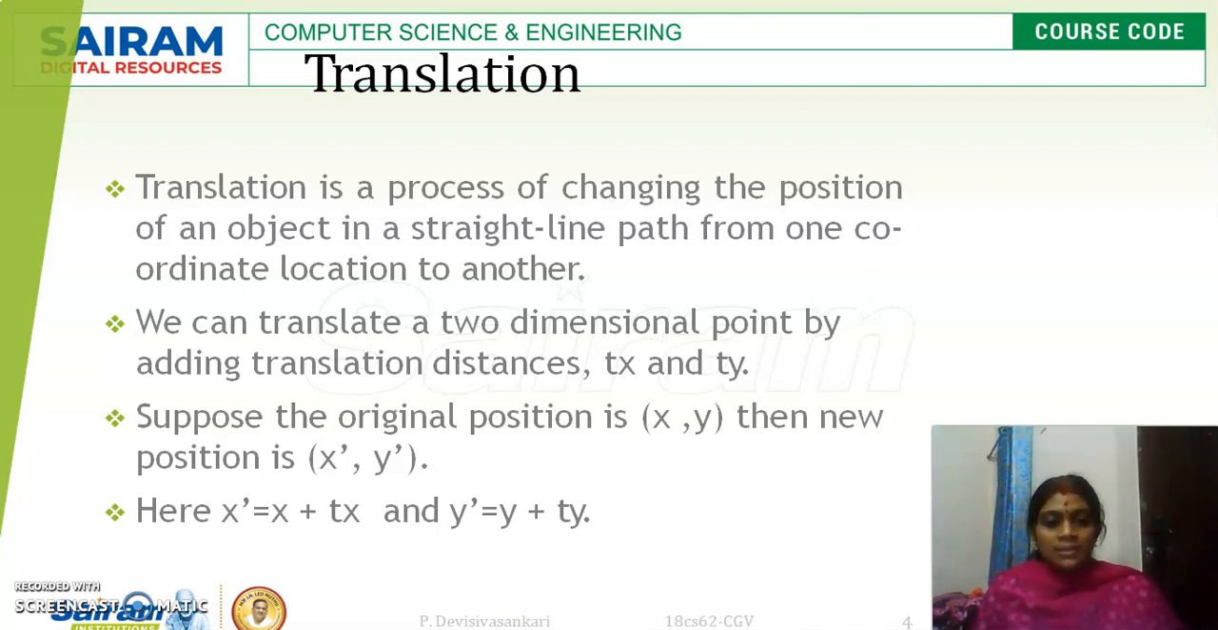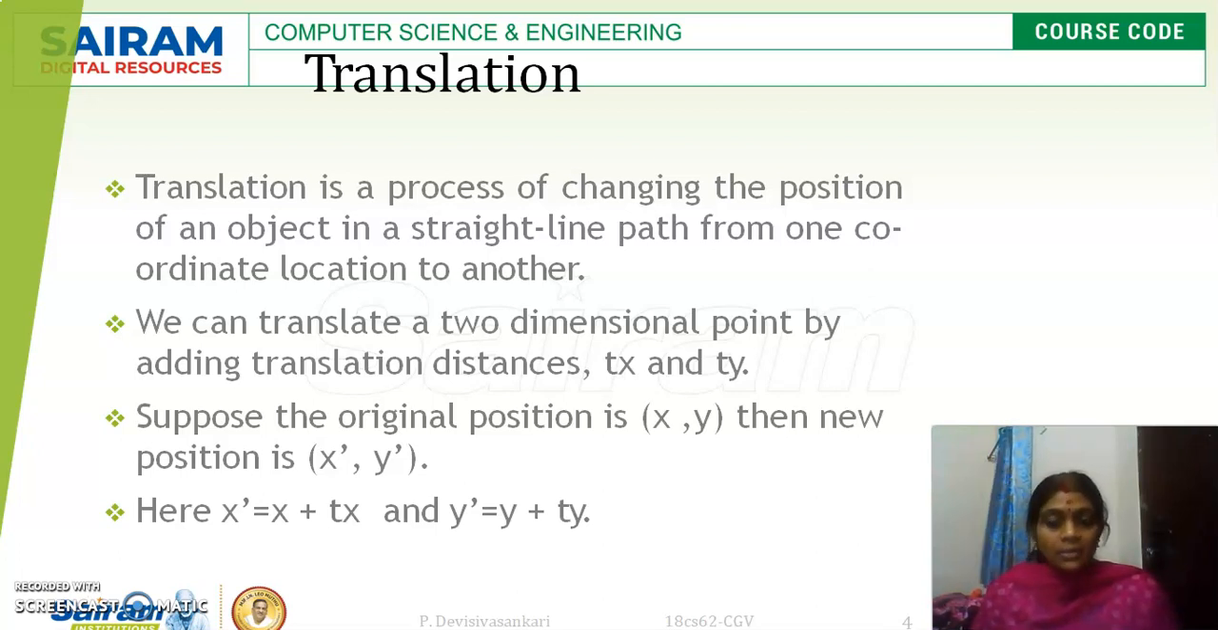Translation is a process of changing the position of an object. Suppose I have one object and I want to change its position from this place to some other place, just moving the particular object in any direction. Any direction means it can be a straight line path from one coordinate location to another coordinate. Here we can translate any type of two-dimensional object. The object can be a point, a line, or any sort of polygon.